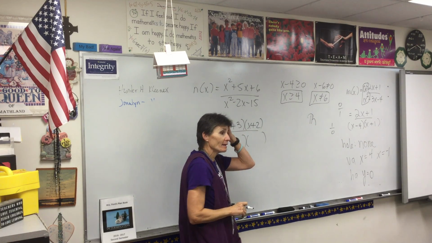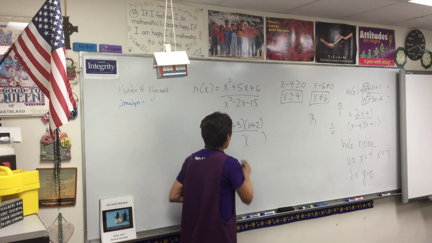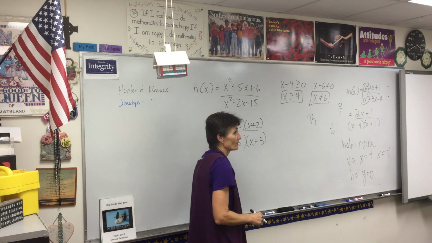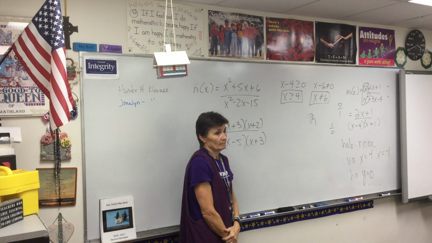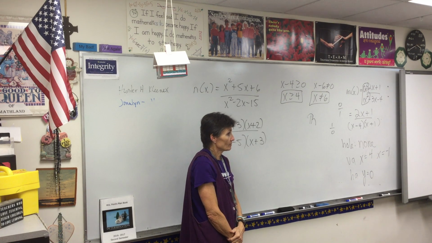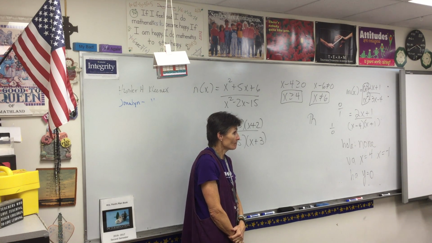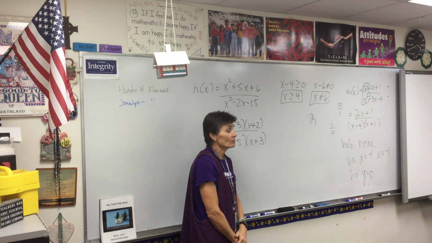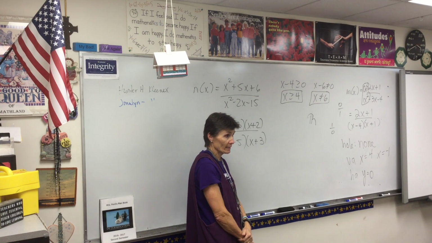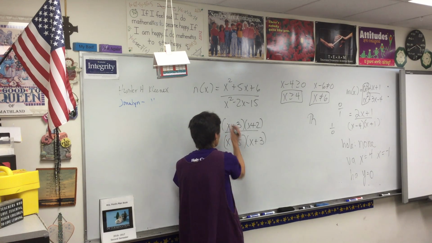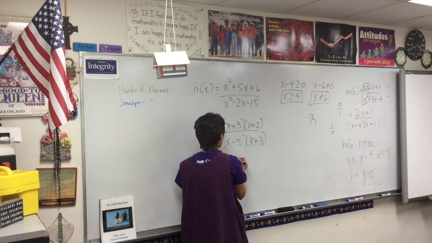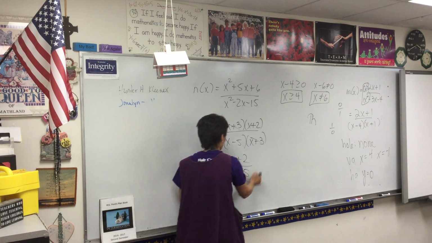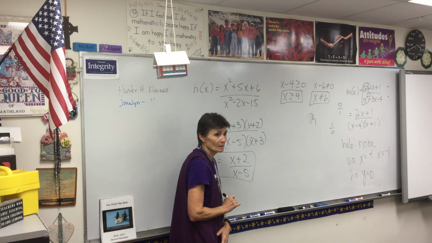How does the bottom factor? X minus 5, x plus 3. We're going to have a hole at 3. Is everybody good with the factoring? Okay, we're going to take our time when we factor and double check by foiling, but we got it. So these cancel. So my problem really ends up just being this. This is what my problem ends up being.